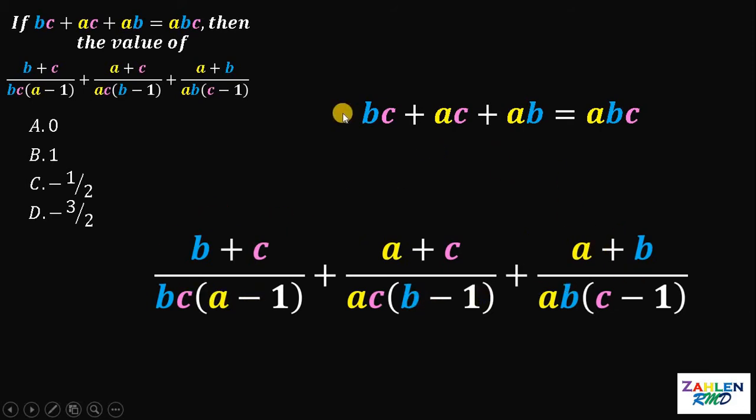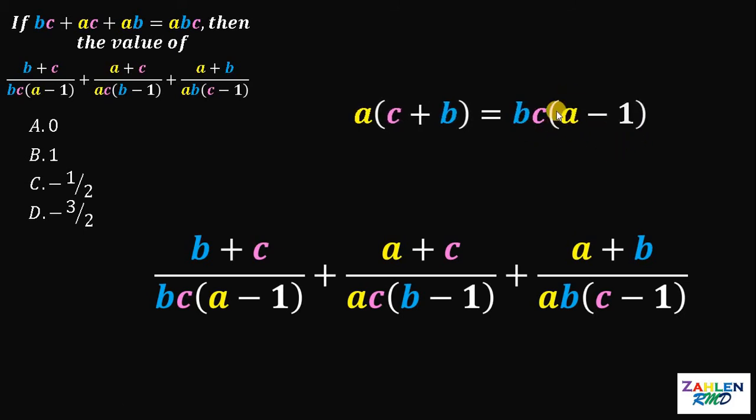To do that, let's focus on the given equation. Let's subtract BC on both sides. So we have AC plus AB equals ABC minus BC. On the left-hand side, let's factor out A because A is common to both terms. So we have A multiplied by (C plus B). And on the right-hand side, let's factor out BC. Thus, we have BC multiplied by (A minus 1).